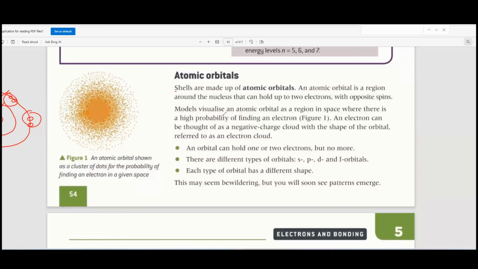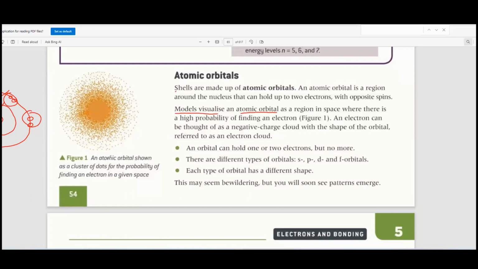Models visualize an atomic orbital as a region in space where there is a high probability of finding an electron. This is how they define it. So wherever you see that there is a high probability of finding an electron, that is called the atomic orbital.